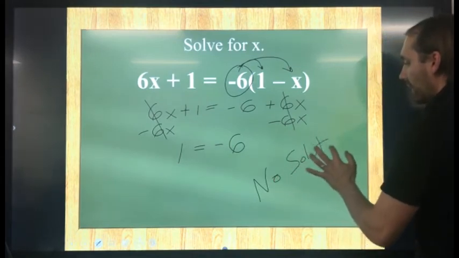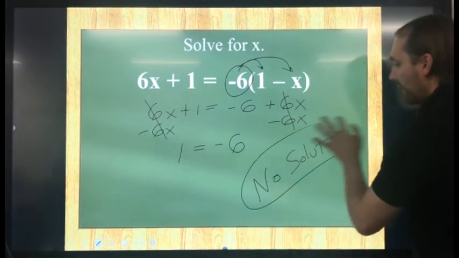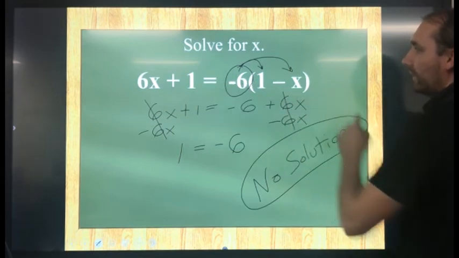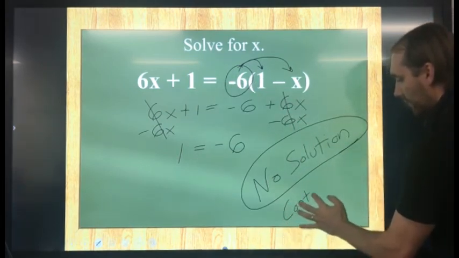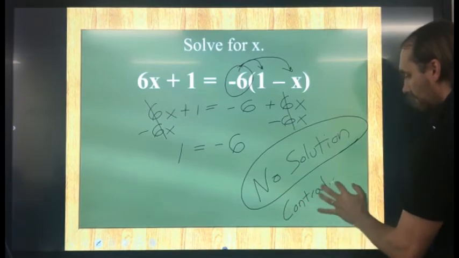It means absolutely no values for x could you plug in to get the left to equal the right, and this is a contradiction.